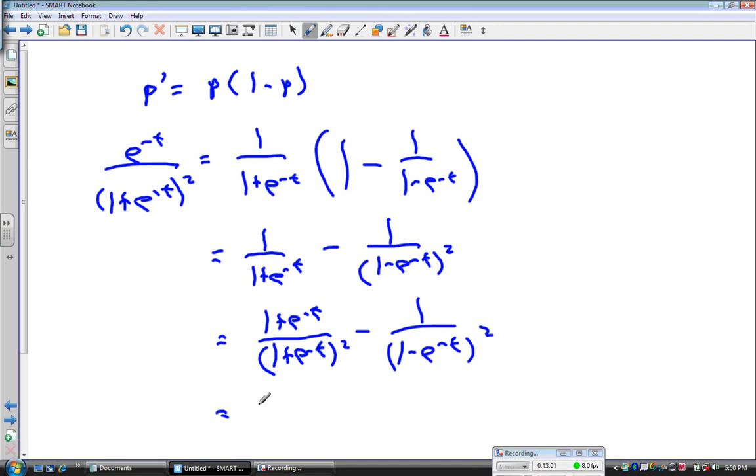The 1's cancel, and look what you get. You get what you want. Both sides look the same. Check. Very good.